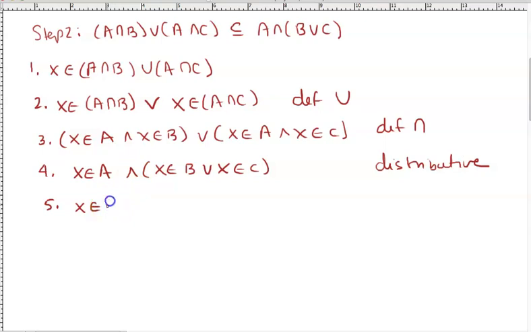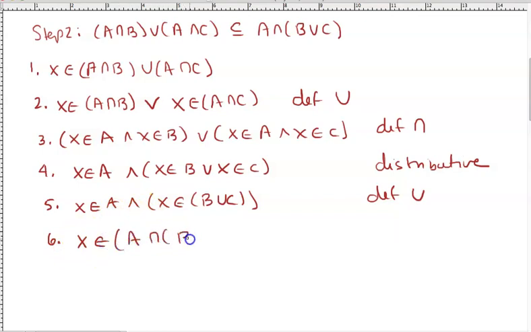X is in A, and X is in the union of B and C. So that's the definition of a union. And now change that to an intersection. So X has to be in A intersect with B union C. So that's the definition of intersection.